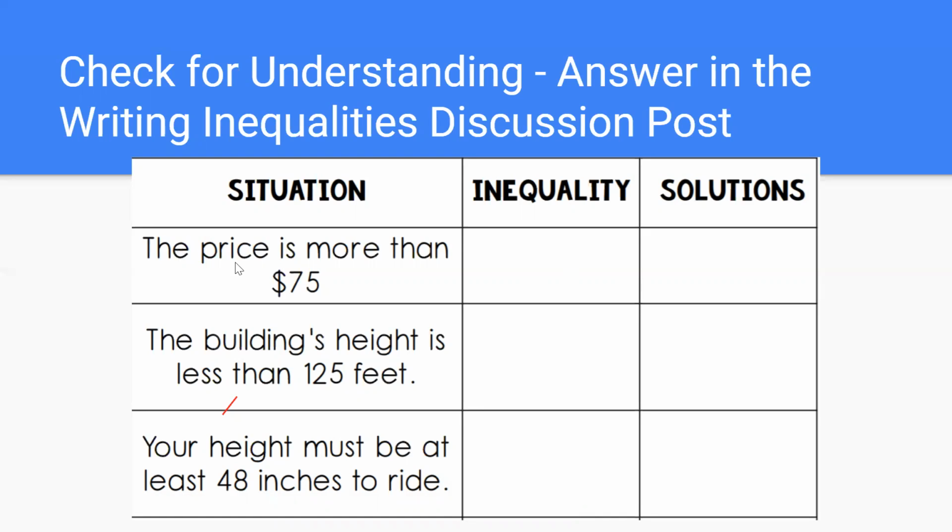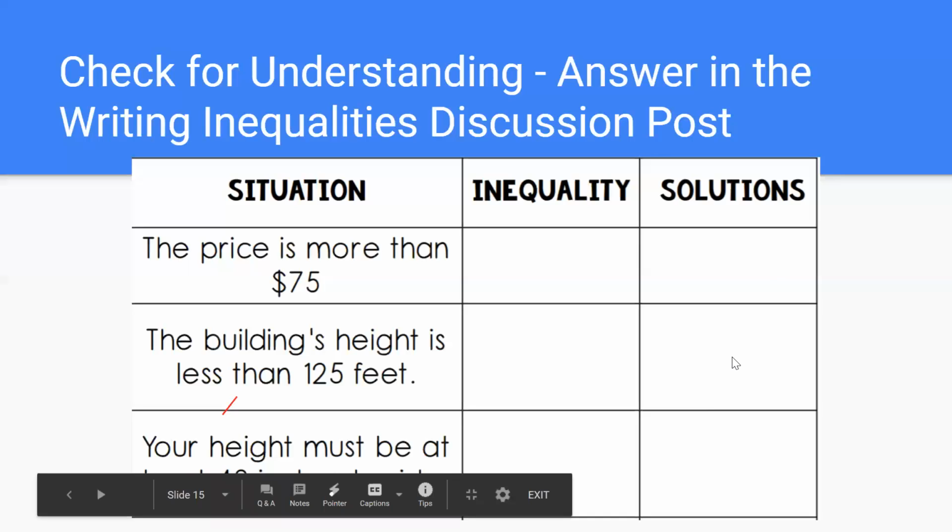So, for example, the price is more than $75. You could use letter P to stand for the price. Use either greater than or less than, and then 75. And then you need to figure out what are 2 possible solutions to this.